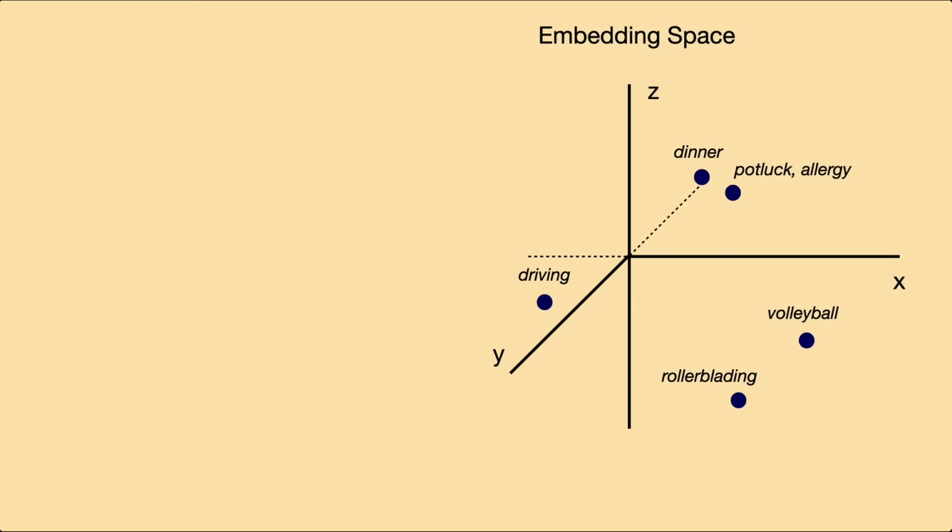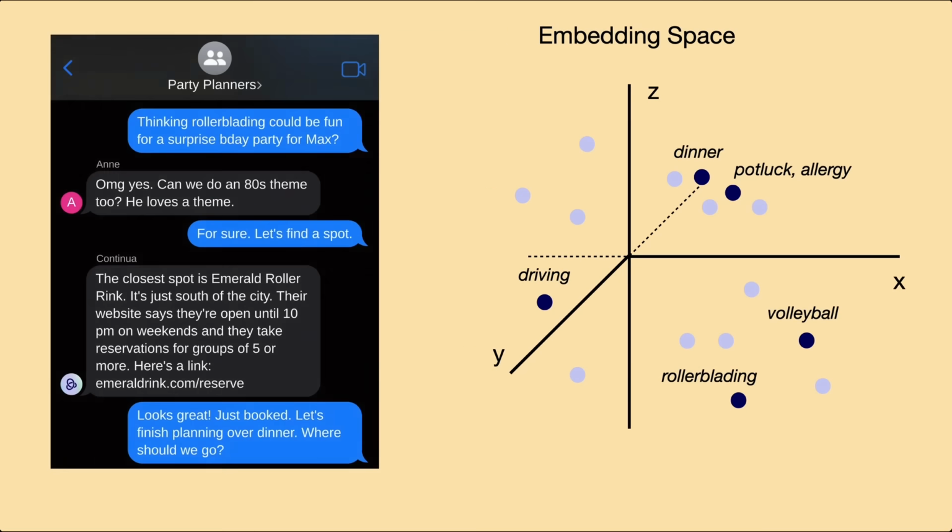Let's assume a bunch of time has gone by. We have plenty of conversations embedded, and now we're having a new conversation. This time I want to do retrieval. I'm going to embed this current conversation and then retrieve the k nearest neighbors to put in context before I generate a response. This conversation is really interesting because majority of it is about a rollerblading surprise party for Max. Continua makes some suggestions for the party, but the very last message in this conversation asks Continua, where should we go for dinner?